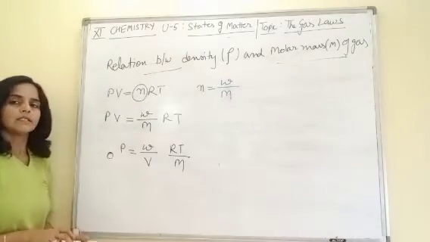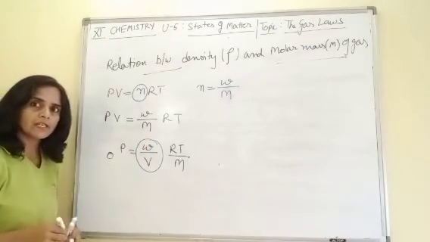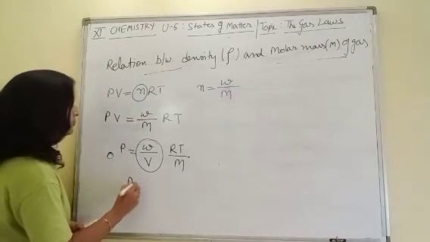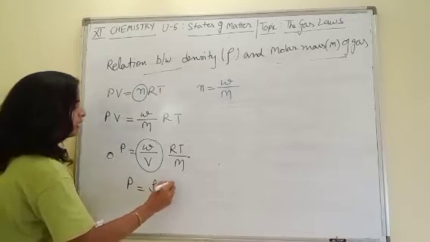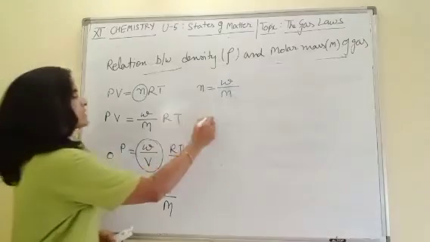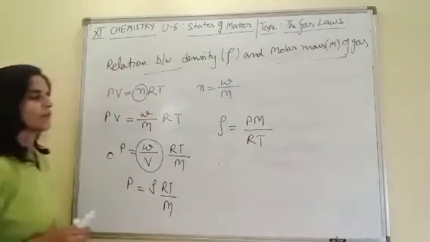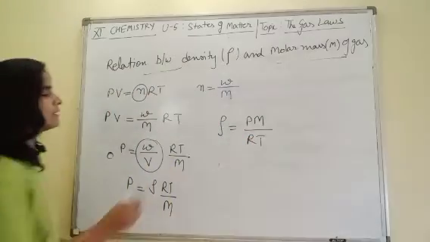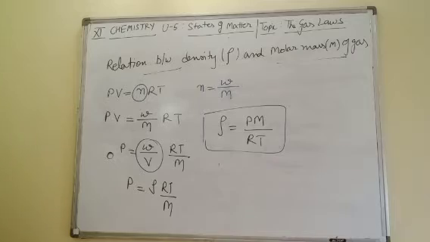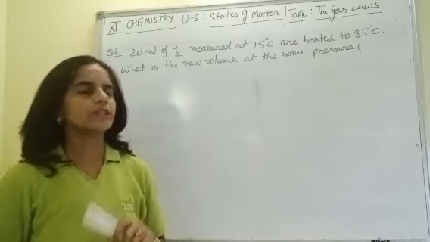Now children, look here, one new relationship is coming. Mass by volume is density. So at the place of this, we can write density. So we will be having P equals rho RT by M, or density equals PM by RT. So this is the equation which is relating density and molar mass of gas derived from ideal gas equation. So now we discuss the numericals based on all these concepts.